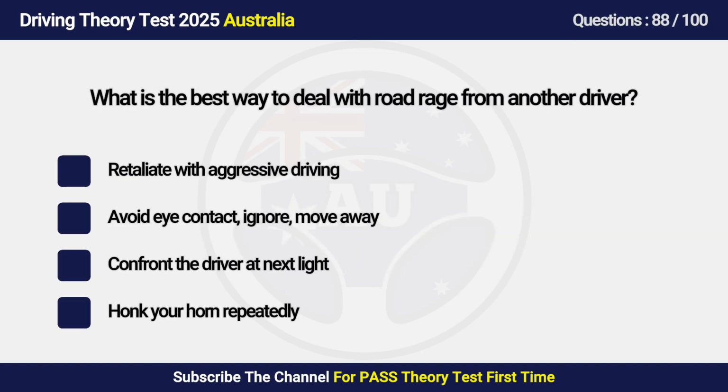Question 88. What is the best way to deal with road rage from another driver? A. Retaliate with aggressive driving. B. Avoid eye contact, ignore, move away. C. Confront the driver at next lights. D. Honk your horn repeatedly.